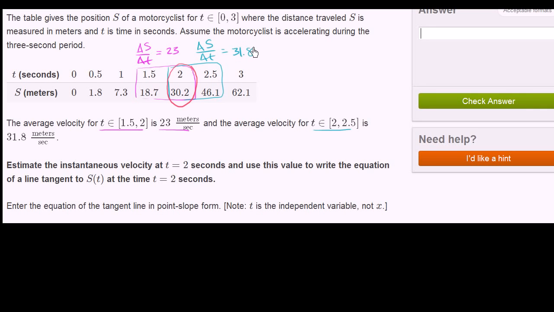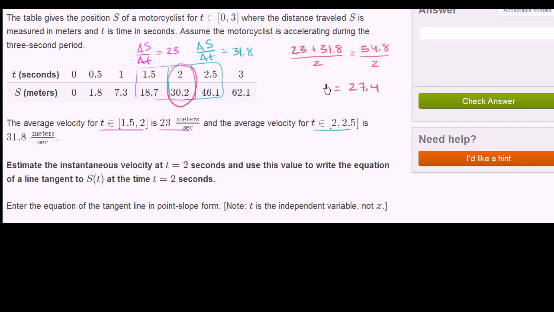So let's do that. The average is going to be 23 plus 31.8 over 2. And what is that equal to? That is equal to 54.8 over 2. Let's see, 54 divided by 2 is 27, so it's 27.4. So we can use that as our approximation for the instantaneous rate of change, the slope of the tangent line. And now we have to actually figure out what that equation actually is.